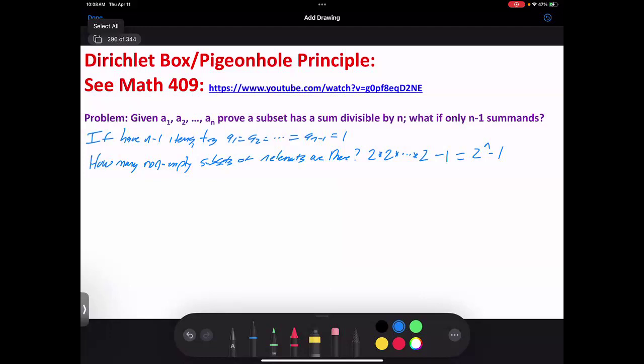Okay. Without loss of generality, each a_i is in 1, 2, ..., n minus 1, as if a_i equals 0 or a multiple of n, we're done. So now we have to figure out what are the pigeons, what are the boxes. Any thoughts on what we should do for the boxes?